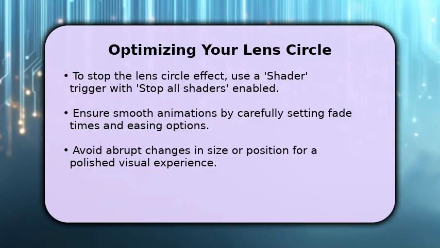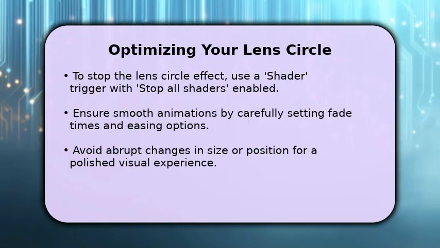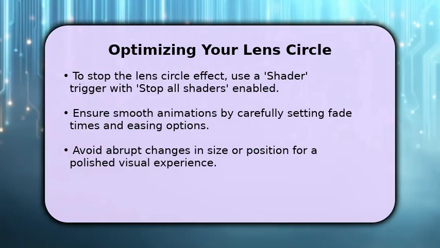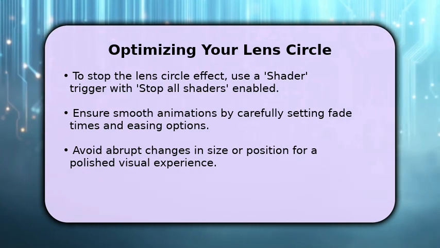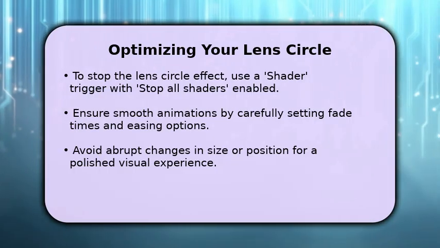Finally, let's talk about optimizing your lens circle effects. If you need to end the effect, simply use a shader trigger and enable the Stop All Shaders option. For seamless transitions, pay close attention to your fade times and easing settings, ensuring the animation is fluid.